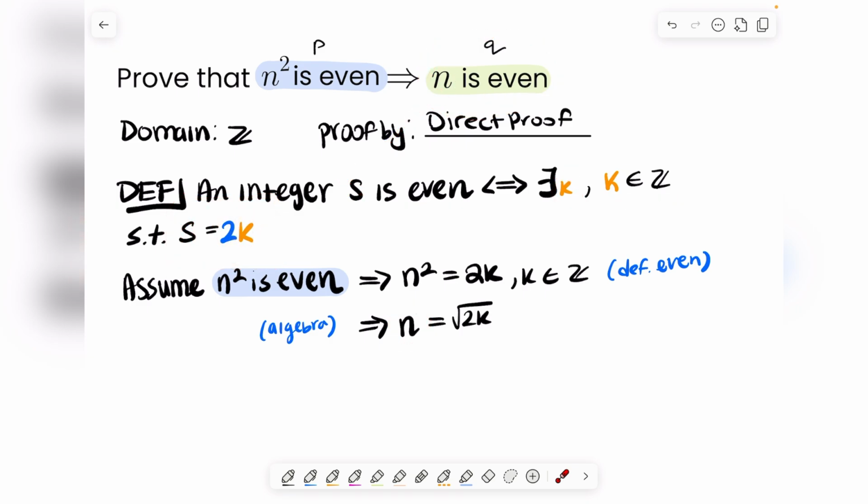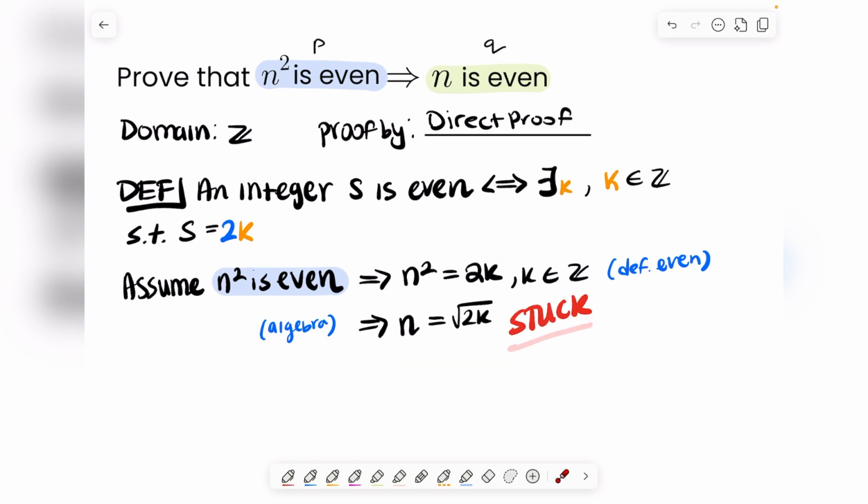But right now what we have is that n is equal to the square root of 2 times some integer k. And no matter what you do, you're just not going to get it to look like this. I mean, you can take the square to get rid of this, you end up with 2k, but whatever you do to one side, you have to do to the other, so you end up exactly where you started. So we're stuck. A direct proof did not help us. So then we have to try another method.